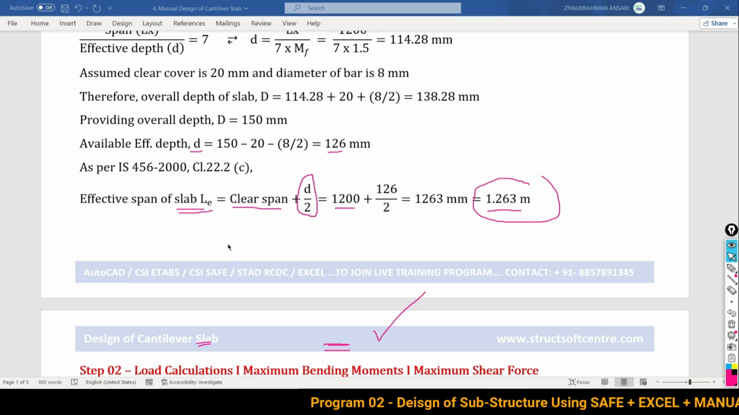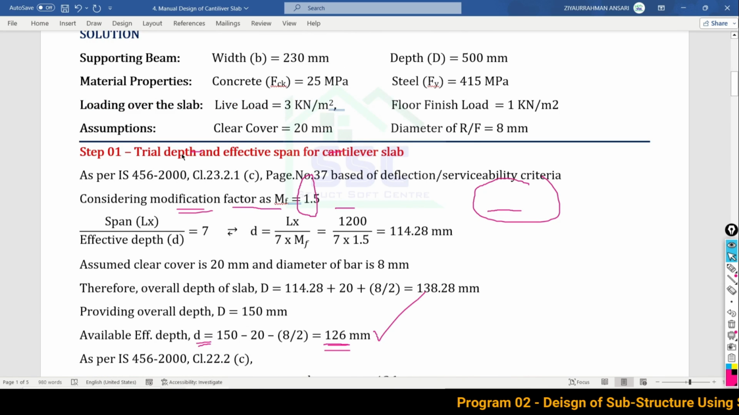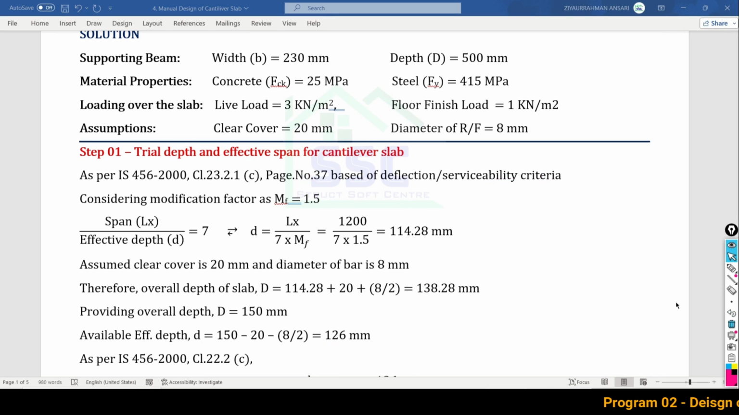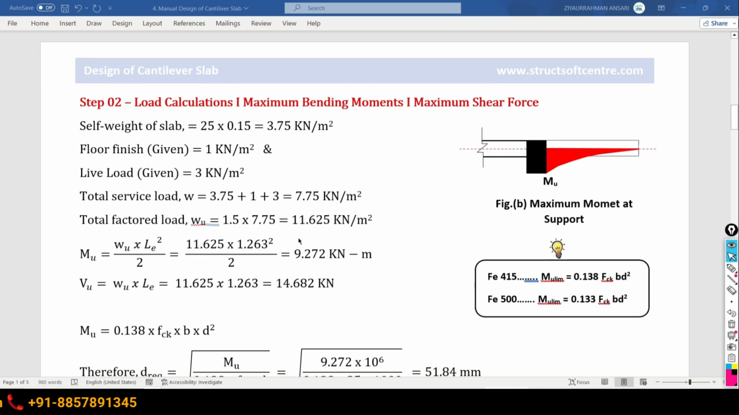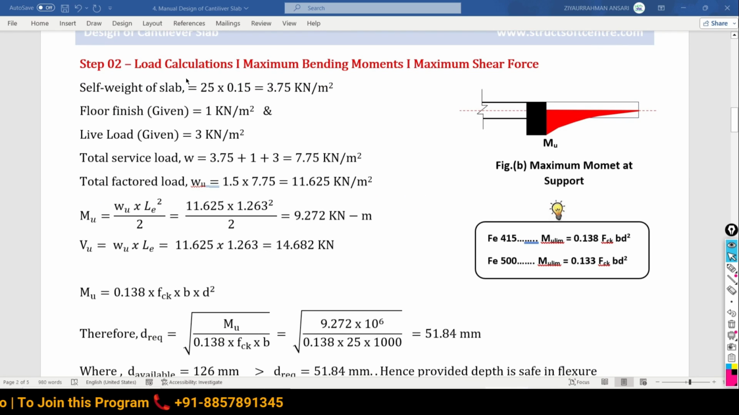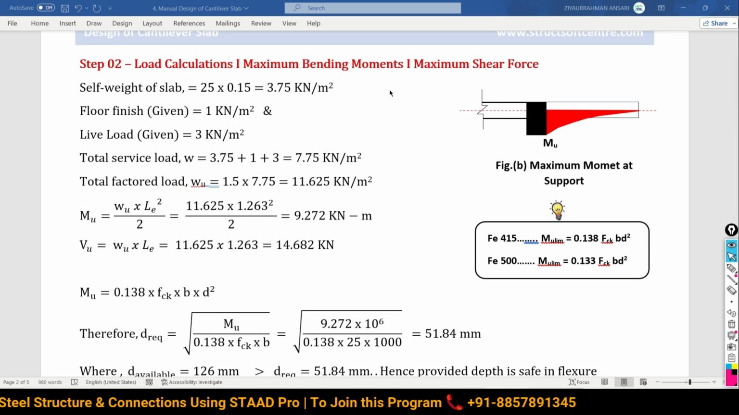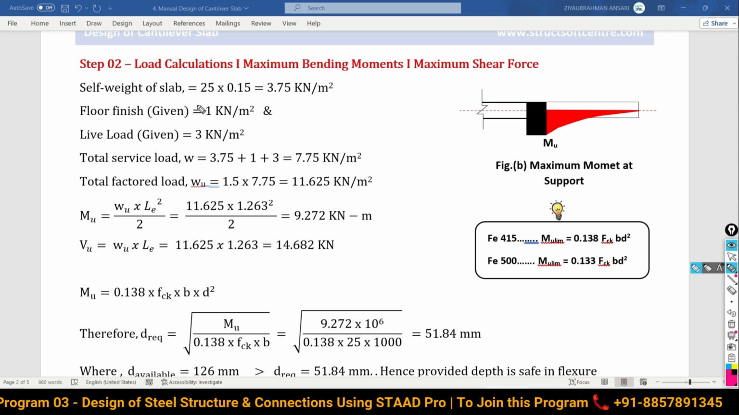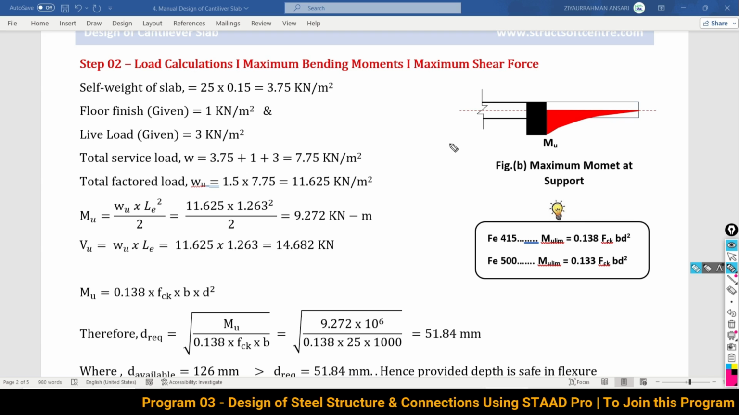Hope that you all understood how to calculate the trial depth, effective depth of the slab, as well as the effective span of the cantilever type of slab. Now look at the next step, where we are going to do the load calculation, maximum bending moment and maximum shear force. Okay, so self weight of the slab, how can you calculate it?